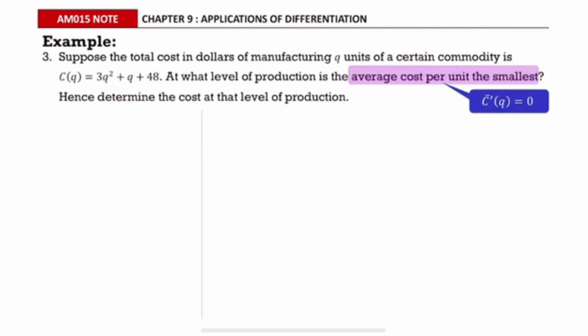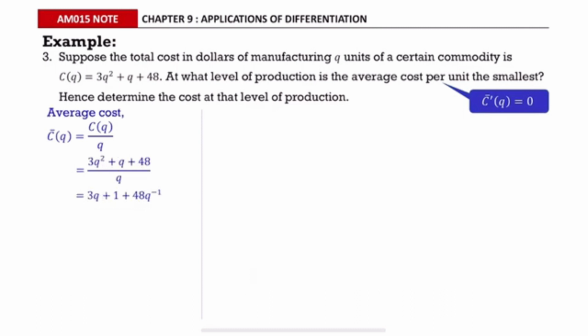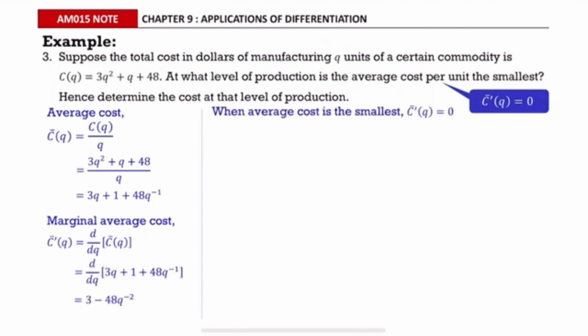Because this involves the average cost, we have to find the average cost first by dividing the cost function by Q. Then find the marginal average cost by differentiating the average cost function. When average cost is the smallest, the marginal average cost is equal to 0. Then equate it with 0 and solve for Q. Since Q is quantity, it must always be positive. So Q is equal to 4.